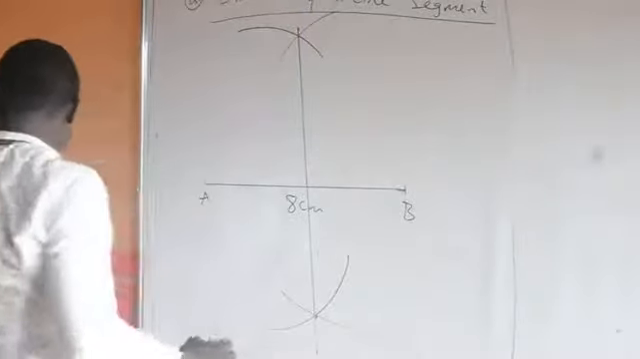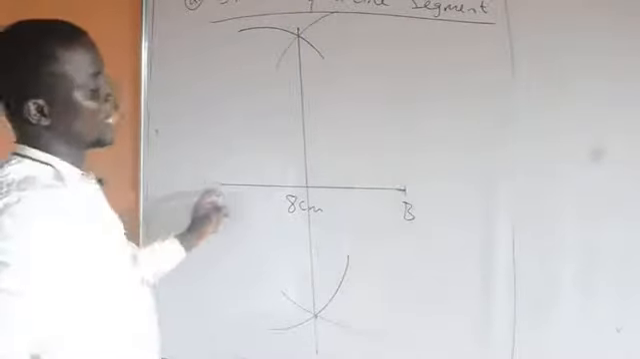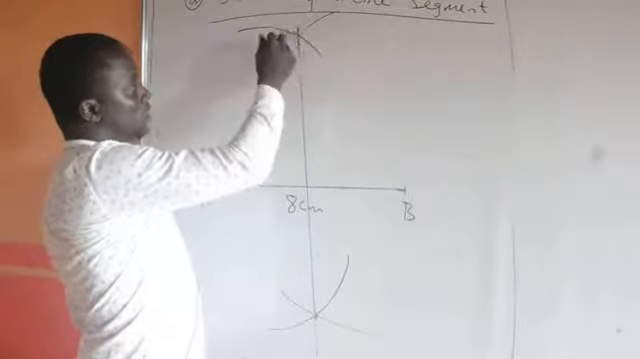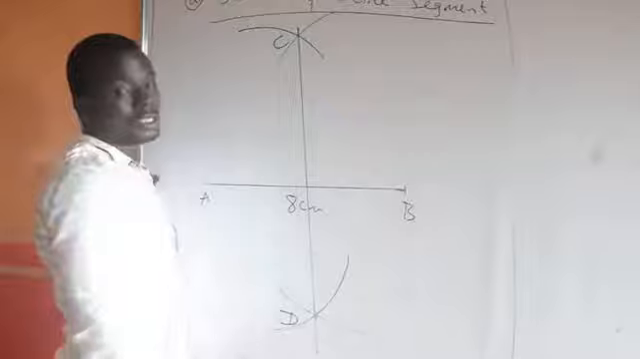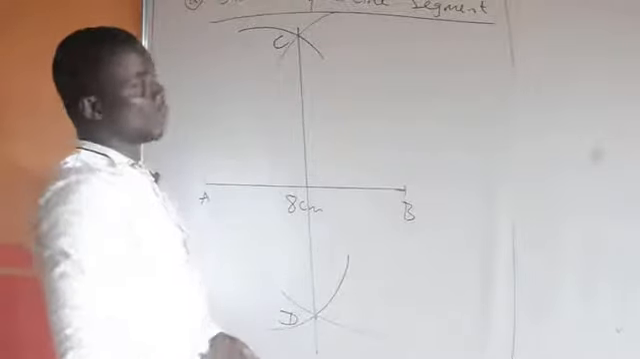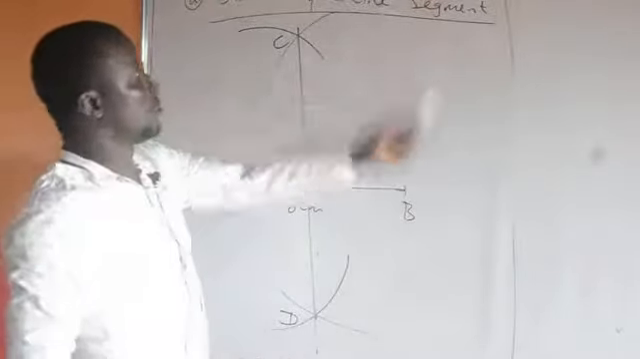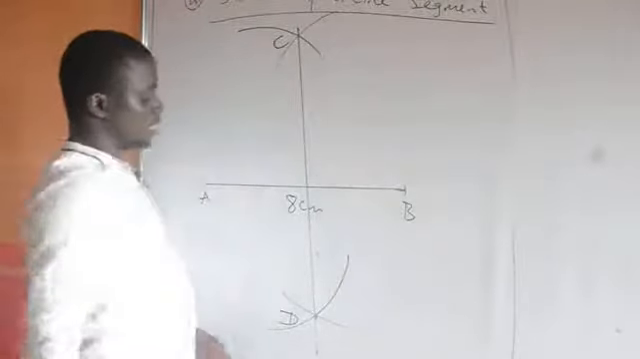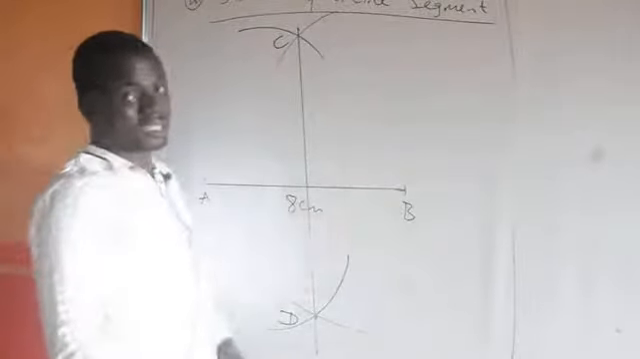With this, you have bisected line AB. You can call this point where these two arcs meet point C, and here point D. Hope you understand. So we have been able to bisect a given line segment, that is line AB. Line CD is the one bisecting it, dividing it into two proper.